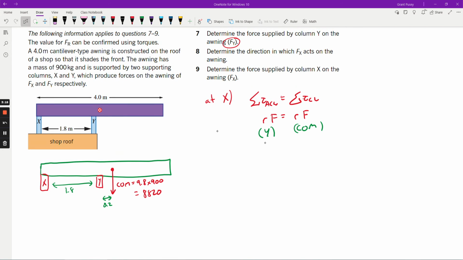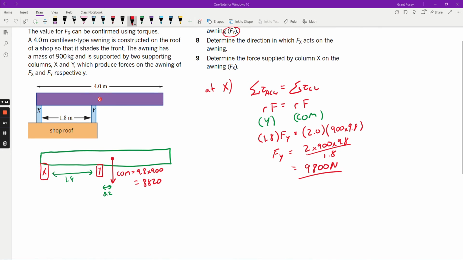So with that in mind, you can say that the R value is 1.8 meters, and you need to know F. And in this case, R is 2.0, and it's 900 times 9.8, which we already know. And that means Fy is going to be equal to 2 times 900 times 9.8 over the 1.8, and what you should get is 9800 newtons. And that's fantastic. So that's the first one.